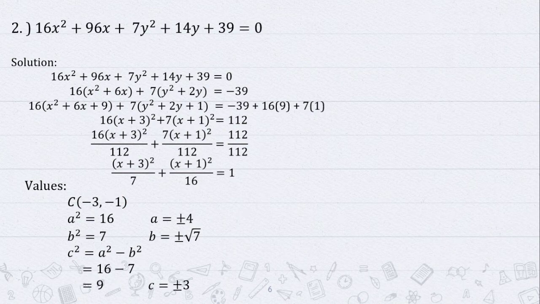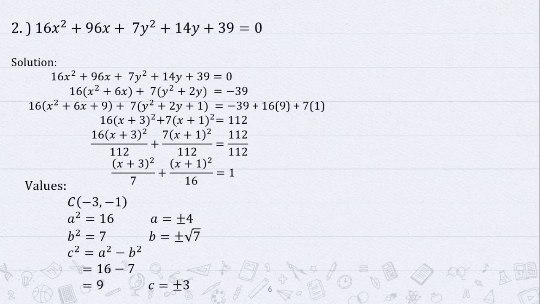Now our a squared is taken from our bigger denominator, which is 16. Therefore, our a is plus or minus 4. Our b squared is taken from our smaller denominator, which is 7. Therefore, our b here is plus or minus square root of 7. Now to get our c squared, we will be using this formula. Since a squared is equal to 16 and b squared is equal to 7, our c squared is equal to 9. That means to say our c is plus or minus 3.